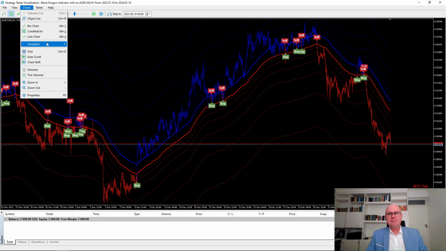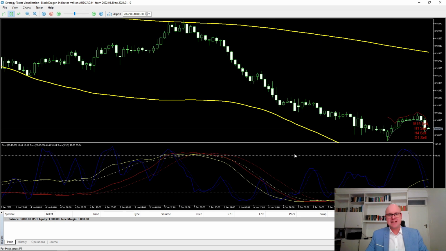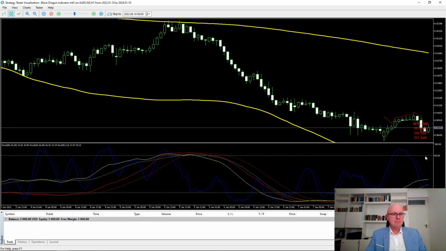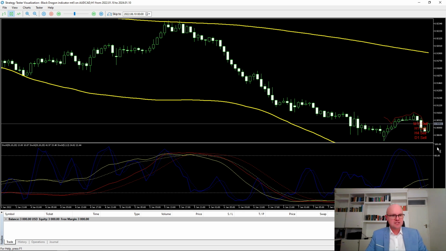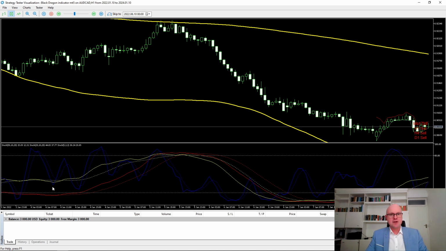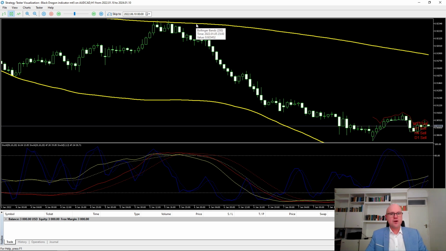Remember again, it combines with the modified stochastic indicator, which we'll see at the bottom right here. The Black Dragon indicator is built using Bollinger Bands, the multi-time frame filter, which you'll see in the right corner of your screen, a trend filter, and also Fibonacci levels. It then uses these to determine when to enter and exit the market according to your own specific criteria.